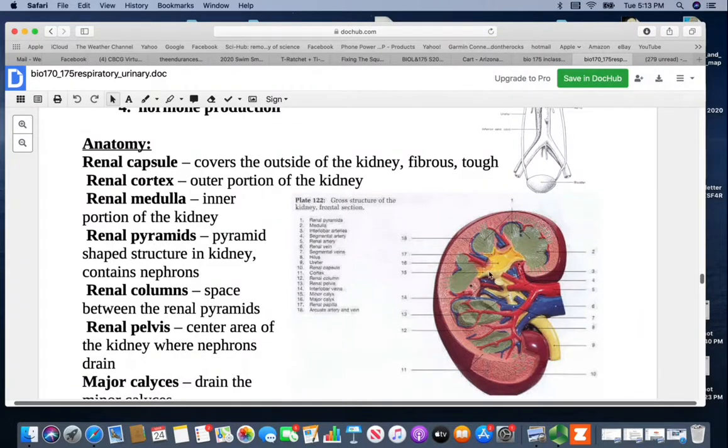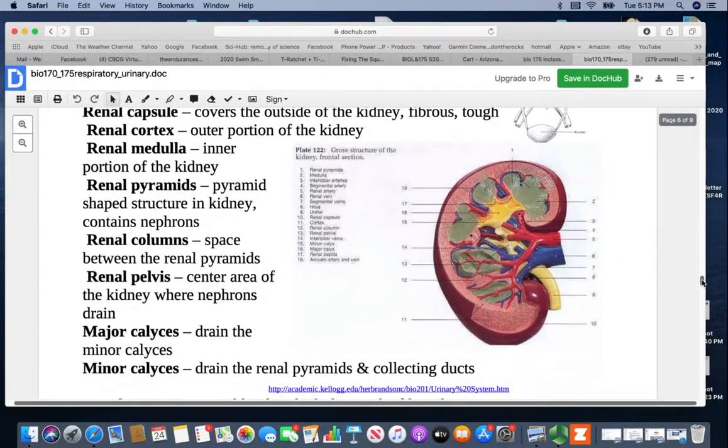Then in the center area, you have the renal pelvis. This is where the nephrons will drain. When you look at the shape of the renal pelvis, you can see there are little cup shapes to that. We call those the calyces. The major calyces drain the minor calyces. The minor calyces are the little cup shapes that drain the renal pyramids and the collecting ducts from the nephrons.